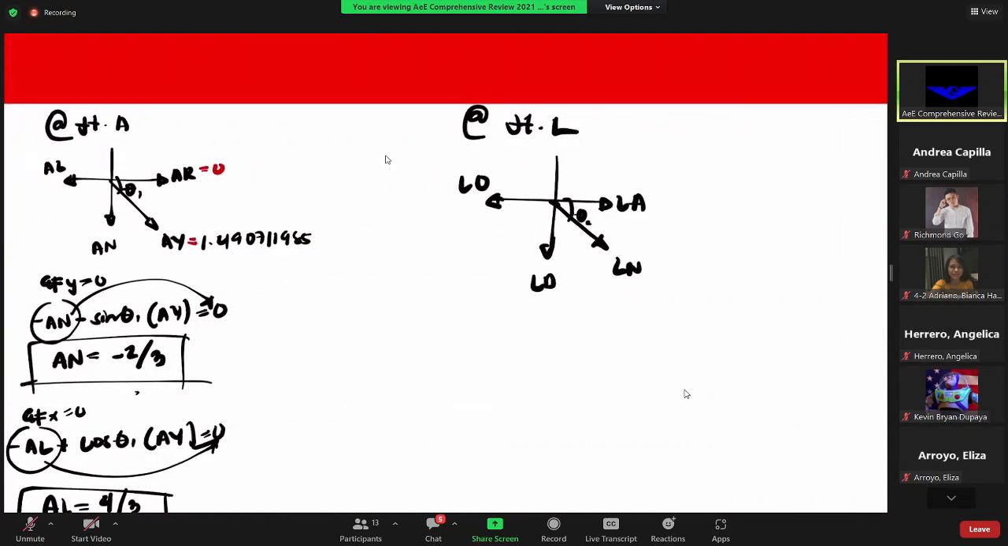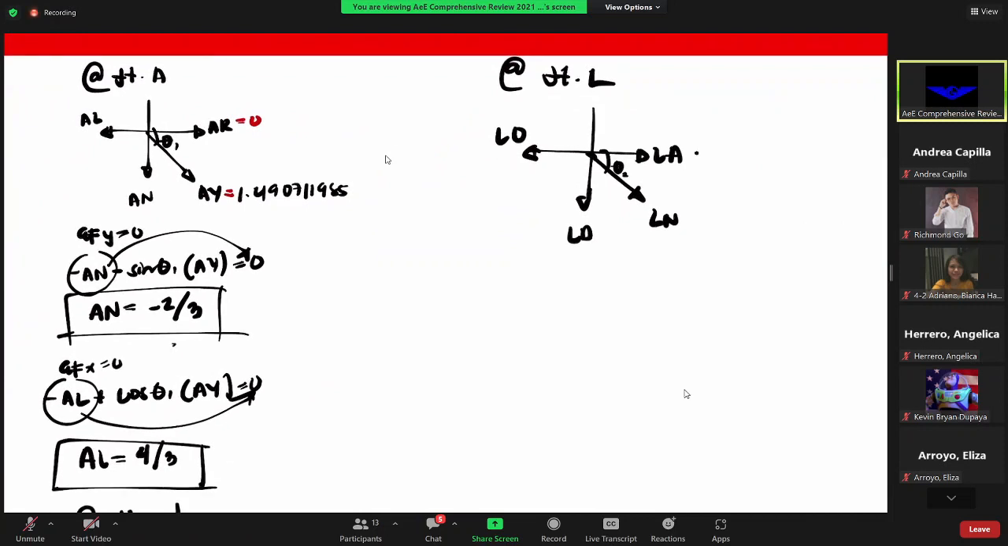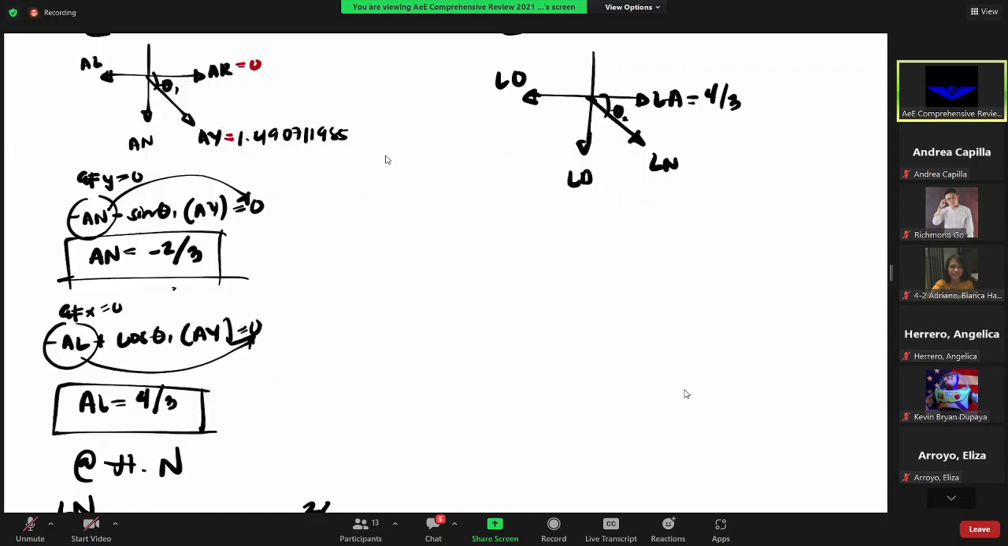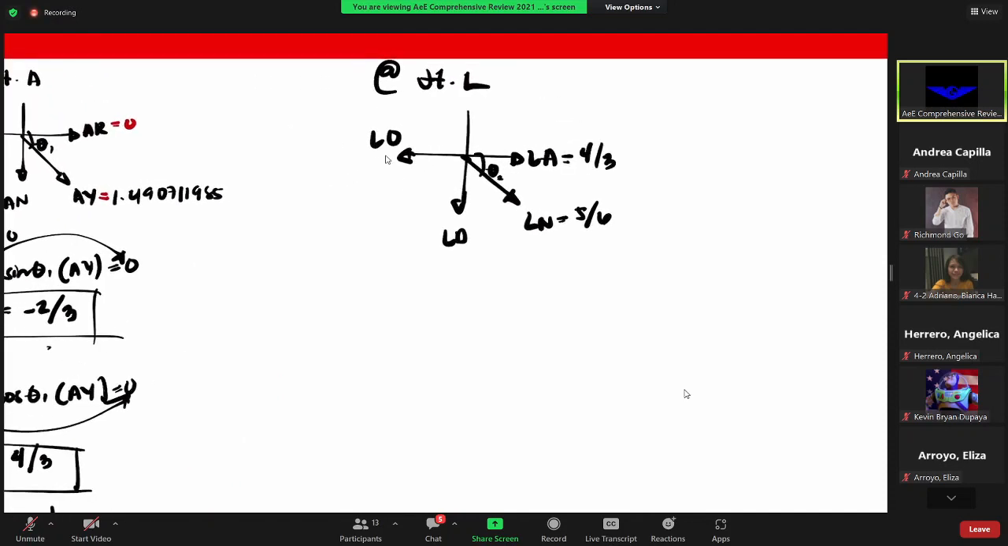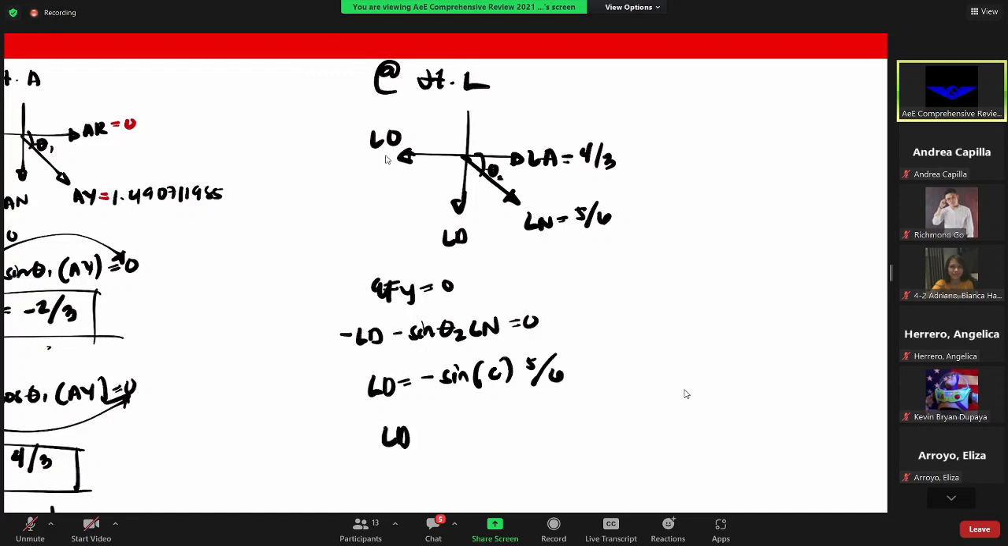So, LA, meron tayong value, tama? 4/3. Ang LN natin, meron tayong value niyan. That is 5/6. So, therefore, summation forces Y is equal to 0. Negative LD minus sine theta sub 2 LN is equal to 0. LD is equal to negative sine store C 5/6. LD is equal to what? 1/2. Okay? So, negative 1/2.